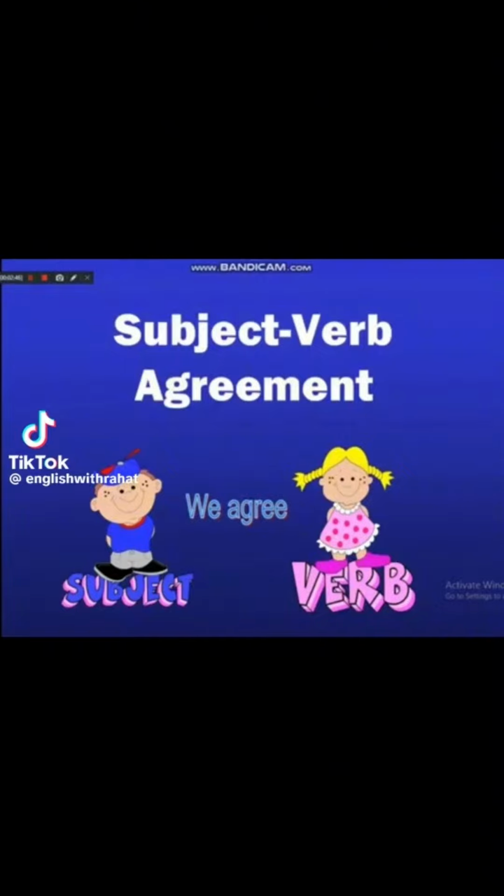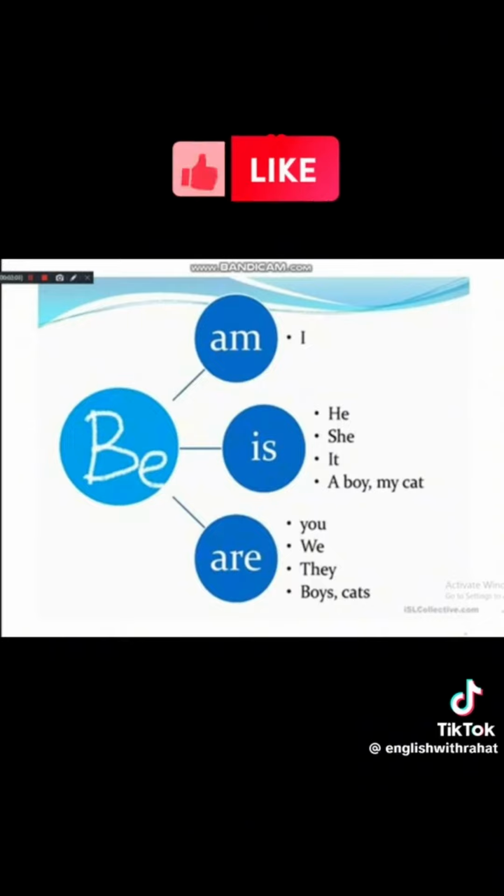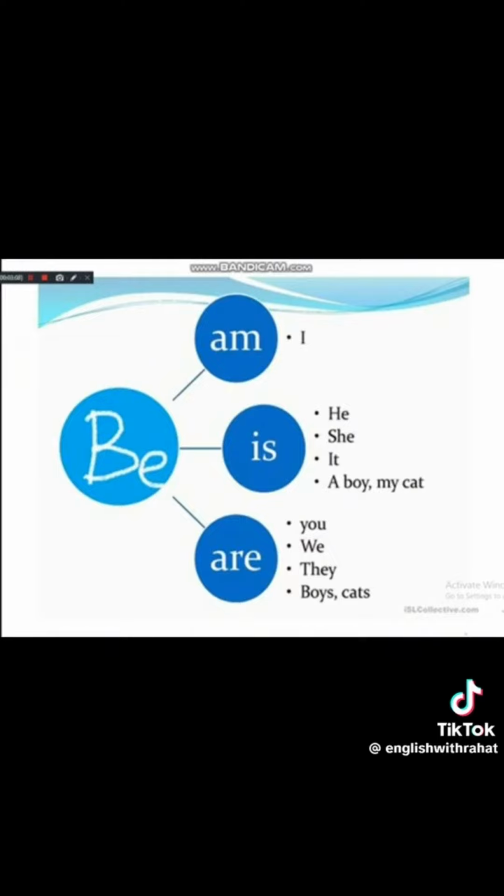Let's talk about subject verb agreement. It means कि कौन से helping verb किस subject के साथ agree करते हैं. As you can see, am, is, are ये present form है verb be की. Am is used only with the pronoun I. Is used with the pronoun he, she, it, and any singular noun like a boy, my cat. And are is used with the plural subjects like you, we, they, and plural nouns like boys and cats.